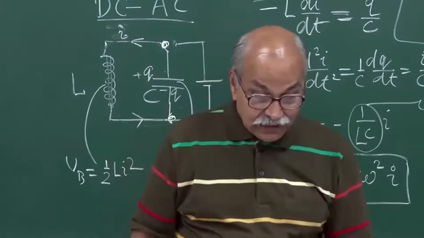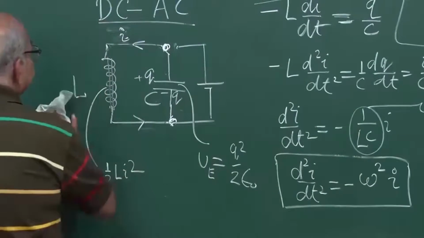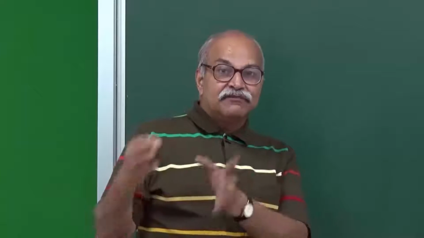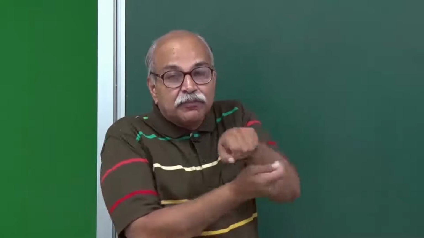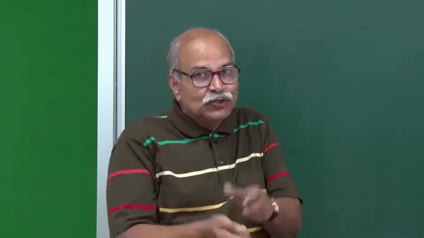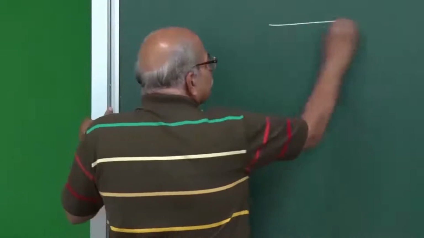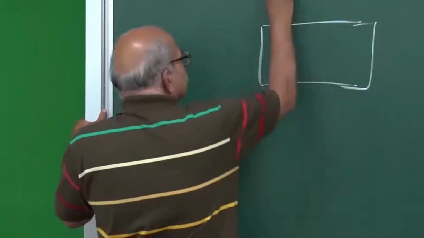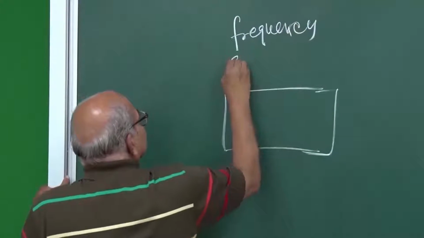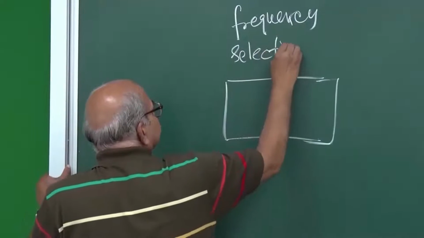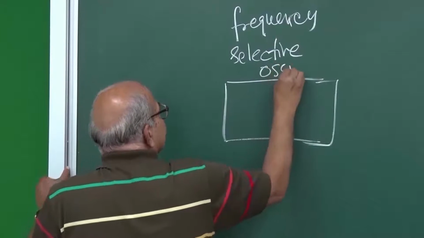So that is the other part. Together with this frequency selective oscillating circuit, you need an amplifier, that's one, and then part of that amplified signal or voltage must be brought back and added to this oscillating circuit. So the block diagram will be like this. This is your frequency selective... why frequency selective? Oscillating circuit.